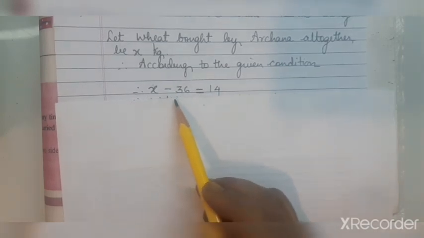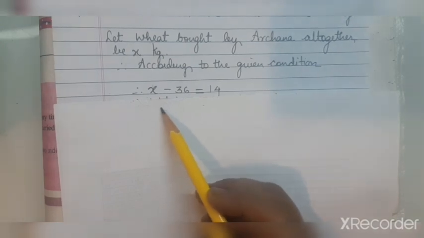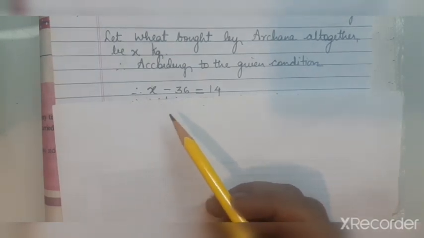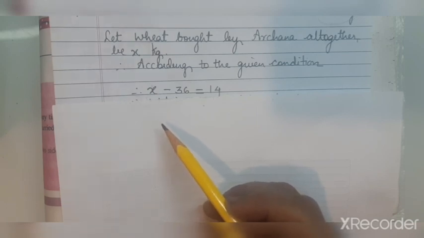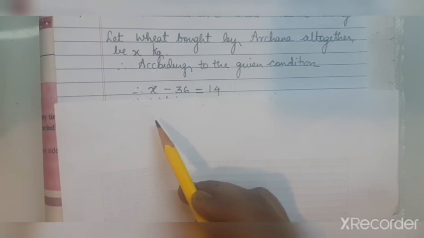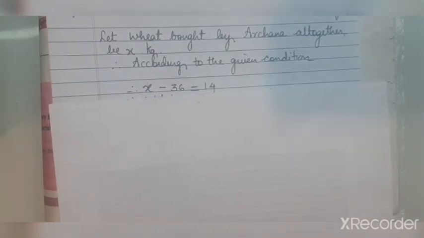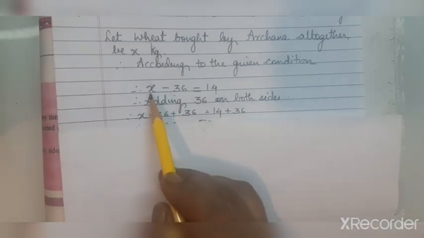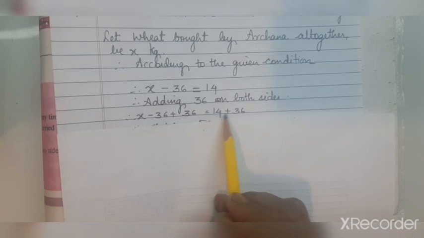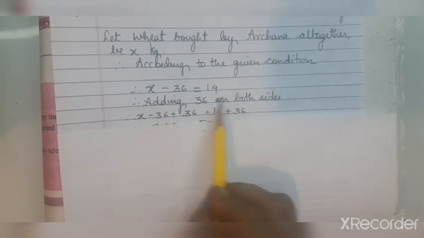Now we need to solve. When we solve, as I told you, we have to do the opposite operation. Here the operation is subtraction, so what we have to do is addition. We have to add 36 on both sides. You can see here, first write X minus 36 and then add 36. First write 14 and then add 36. On both sides you have to do the same thing.